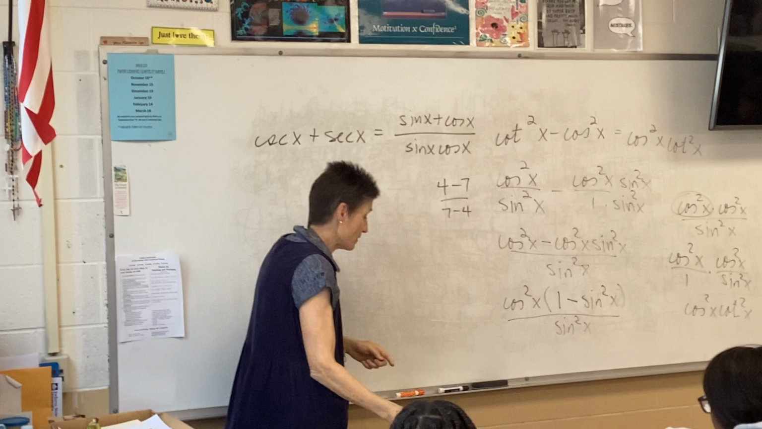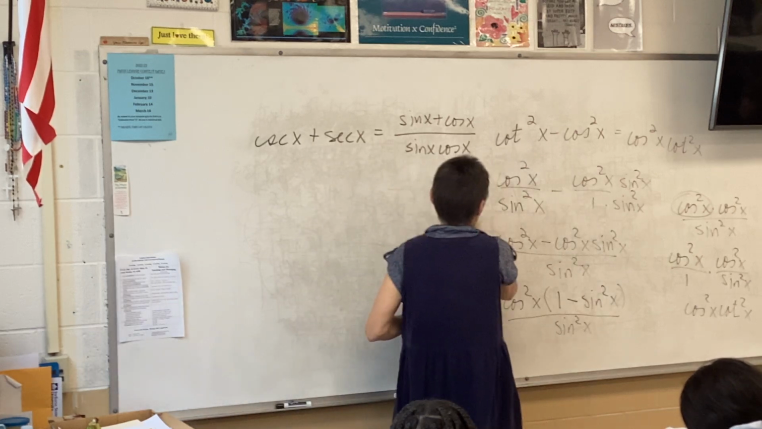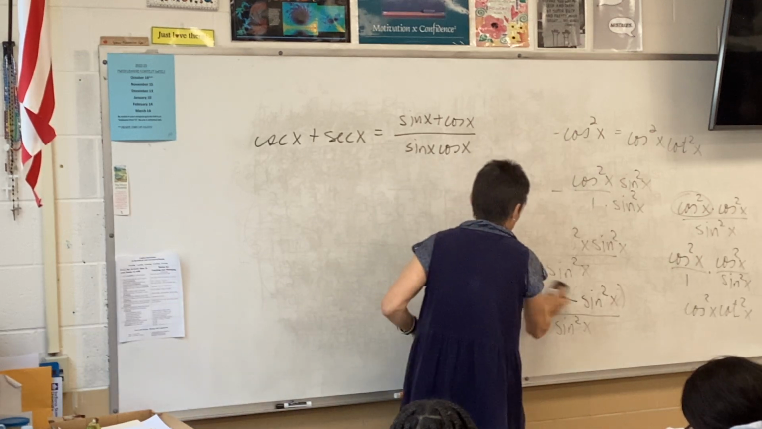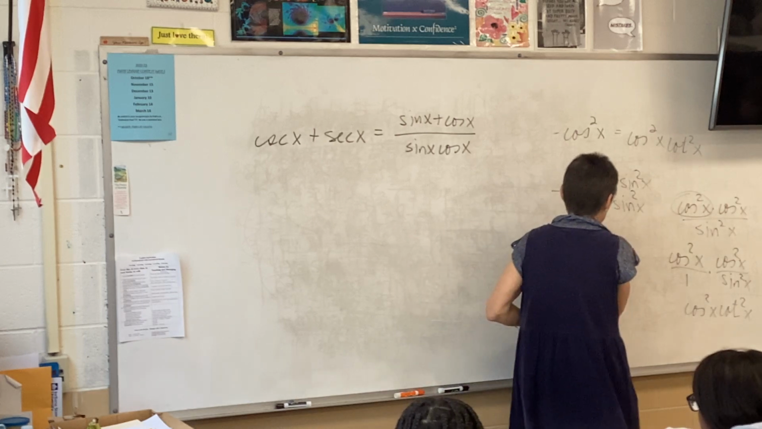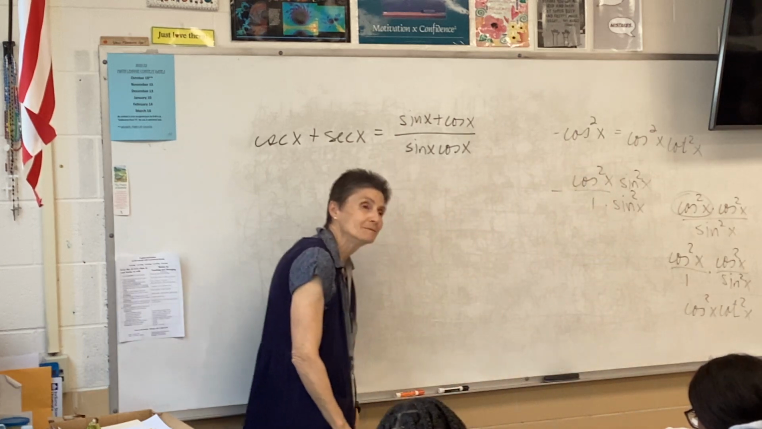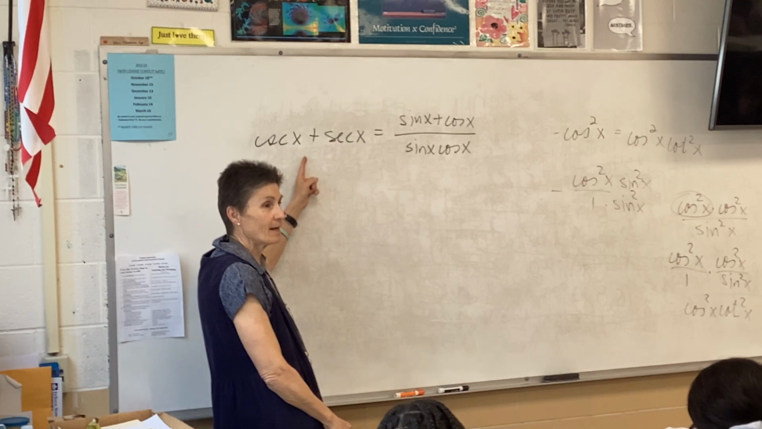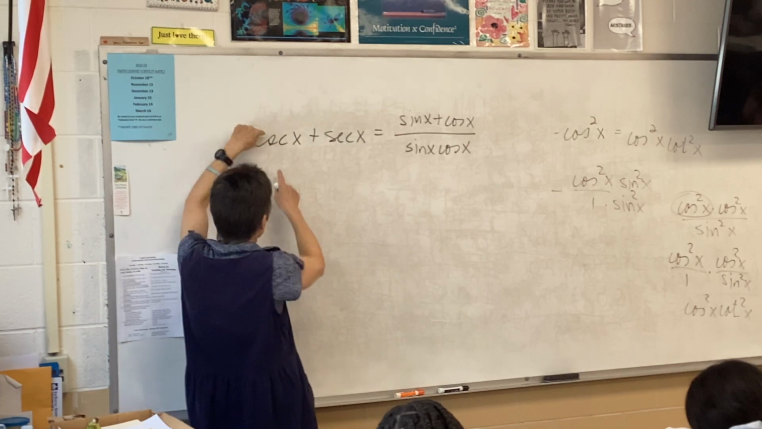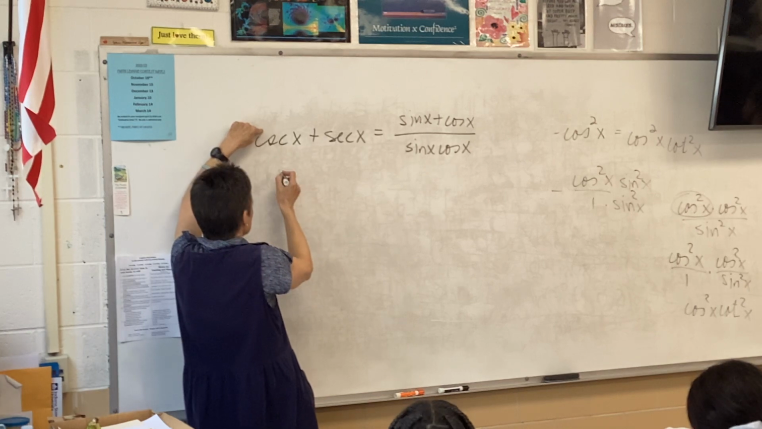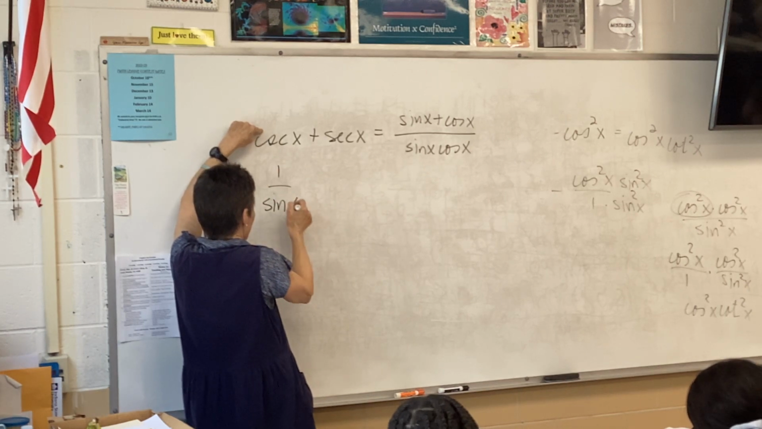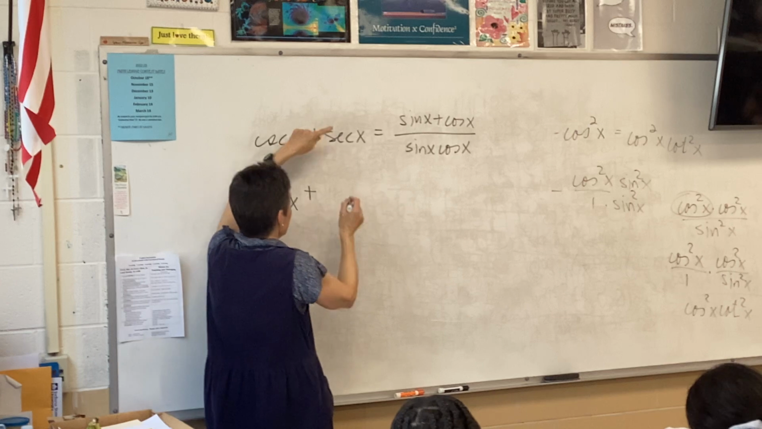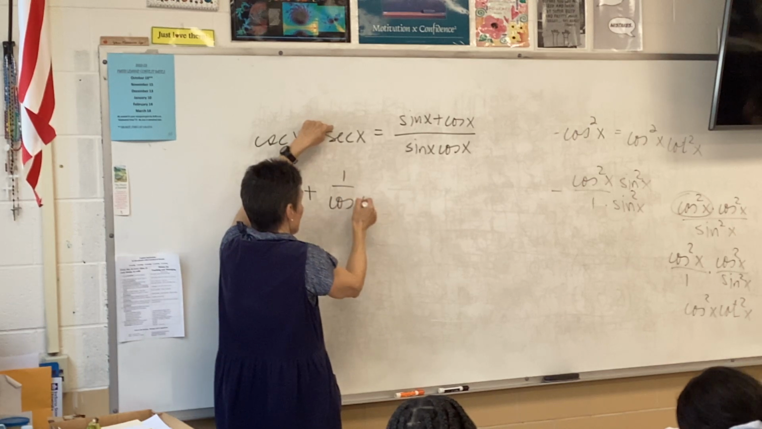Any thought about this problem? Exactly. Change this into sines and cosines. So cosecant is 1 over sine. Secant is 1 over cosine.